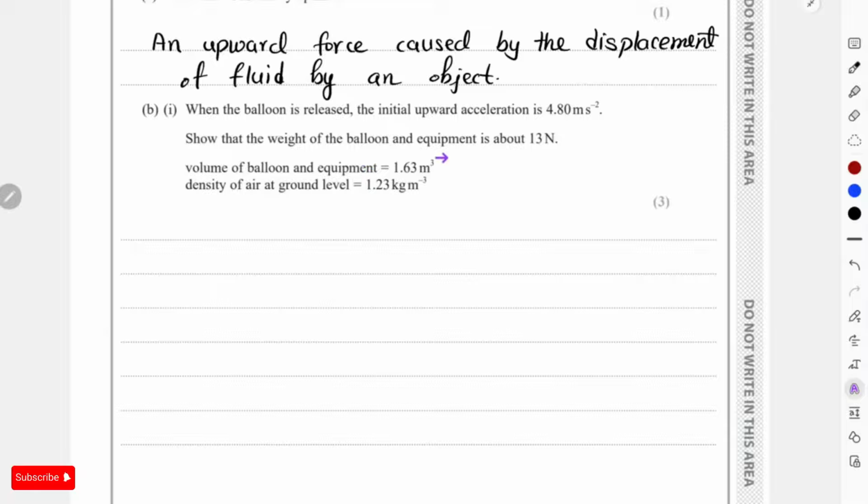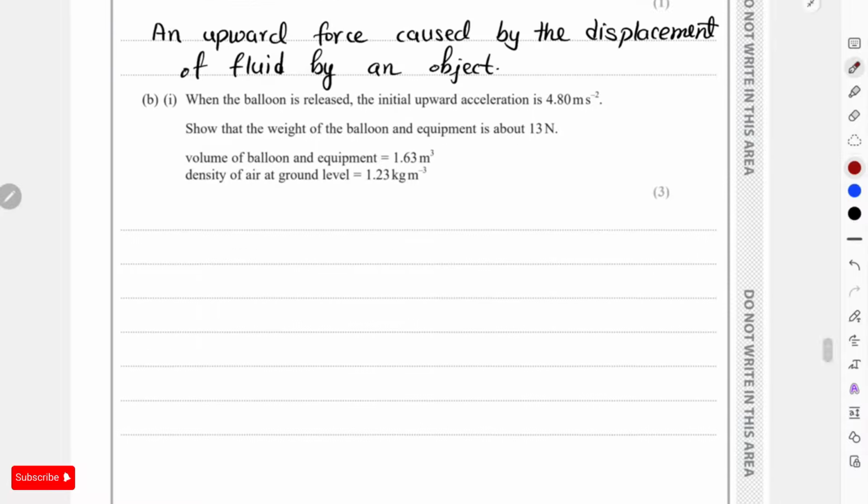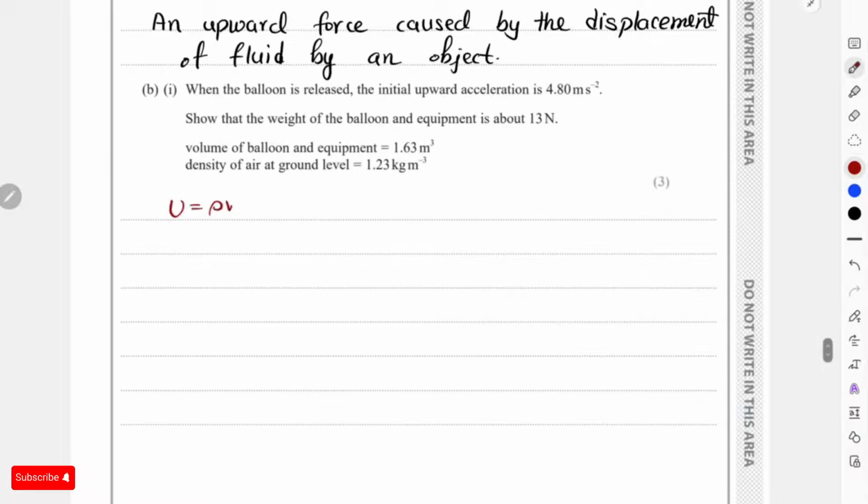Because you have this upward upthrust as a resultant force, which is basically upthrust minus the weight of the object, right? And then your value for the resultant force can be calculated using mass into acceleration. Acceleration is also provided. So let's start first with the calculation for your upthrust. Upthrust is rho vg, that is 1.36 multiplied with 1.23 multiplied with 9.81. So you approximately get 19.67 Newton.